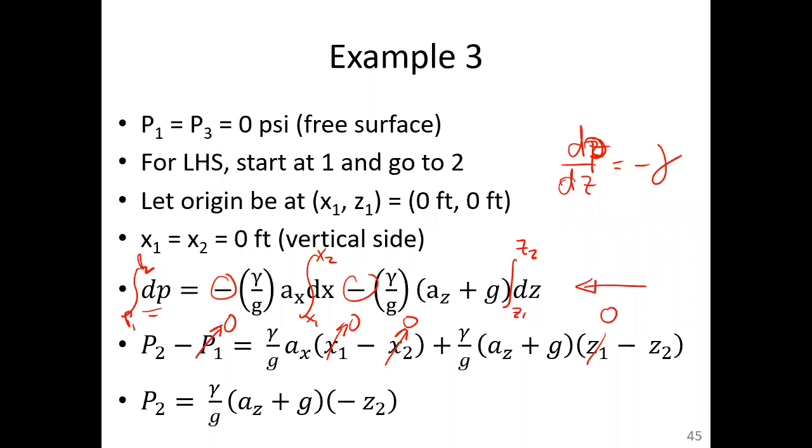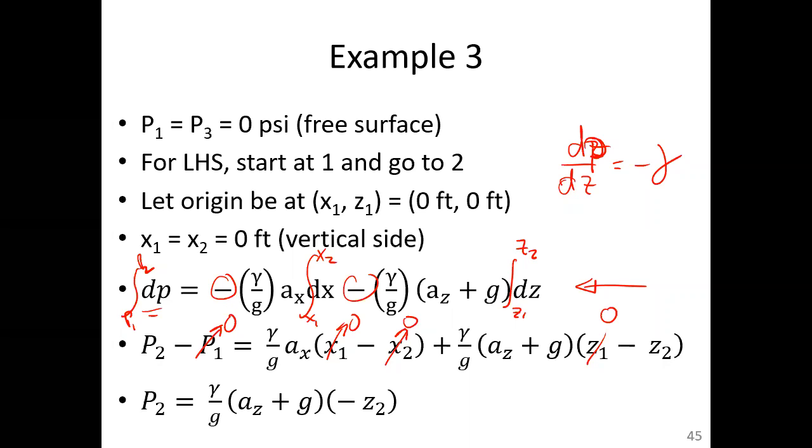So the last bullet just got rid of all those zeros, and P2 is the specific weight of the oil divided by acceleration due to gravity, times the vertical acceleration AZ plus gravity, times a minus Z2, and Z2 is a negative number. So you have a double negative there.